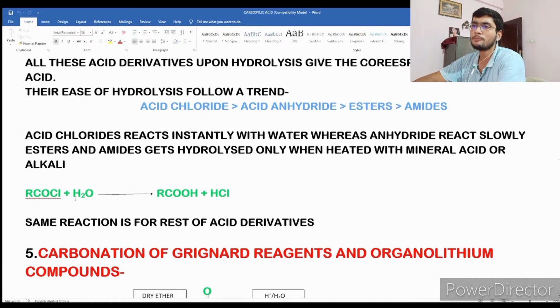What is the corresponding carboxylic acid? This acid chloride, how has this acid chloride been formed? By simply replacing the OH group with a Cl group. So how can we prepare carboxylic acid from this acid chloride? By simply replacing the chloride group with an OH group. That's what I have done here. So the same reaction will be for the rest of the acid derivatives as well, like anhydride, ester, same thing. But in ester and amide you have to take some amount of acid or a base as well.